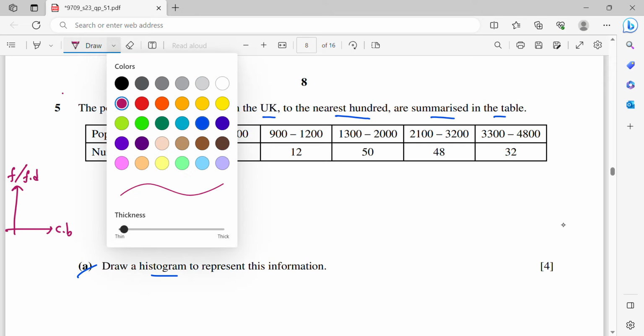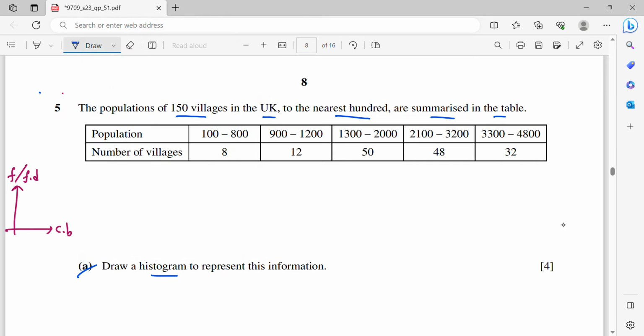So let's look at the class width first. 100 to 800, then 900 to 1200. So obviously the width is not the same. Due to that reason, we need to use the frequency density. So this frequency density is frequency over class width.